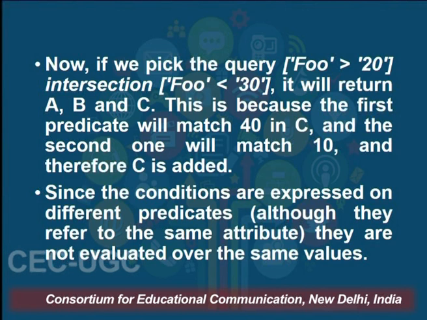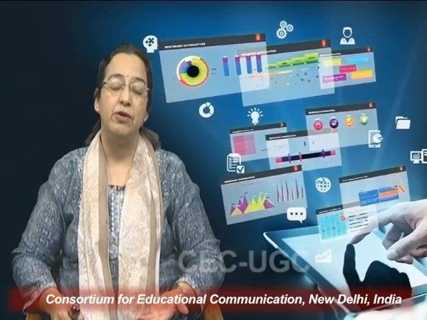So, what is actually happening here? Multiple comparisons corresponding to a single attribute are being done. Since these conditions are expressed on different predicates, although they refer to the same attribute, they are not evaluated over the same value. They are evaluated over multiple values because of the presence of those multiple values here. So that is what the problem actually is: the presence of multiple values is giving us a problem.